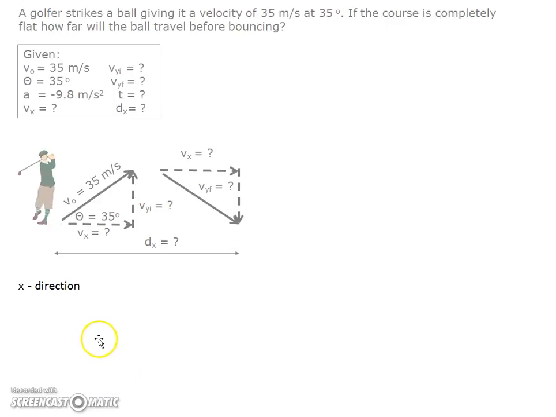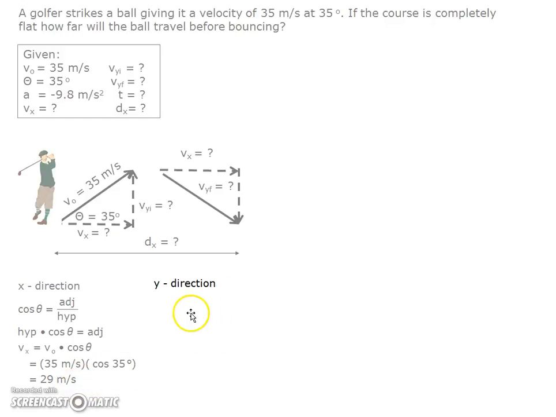To calculate Vx in the x direction, we will use cosine. Here's the equation, and we plug in the numbers, and it gives us 29 meters per second.